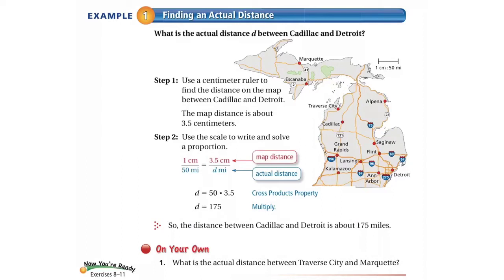So you could use a centimeter ruler, or you could just take a little piece of paper that's going to be the same length as that little scale up in the corner, and every time you see one of those, that'd be 50 actual miles. So for using this from Cadillac to Detroit, the ratio they gave us was 1 centimeter to 50 miles, so that's the first ratio, and then we measure 3.5 centimeters. That's not the actual distance, of course, that's the map distance, so it goes on top. We solve this proportion, and we get that the actual distance is 175 miles.